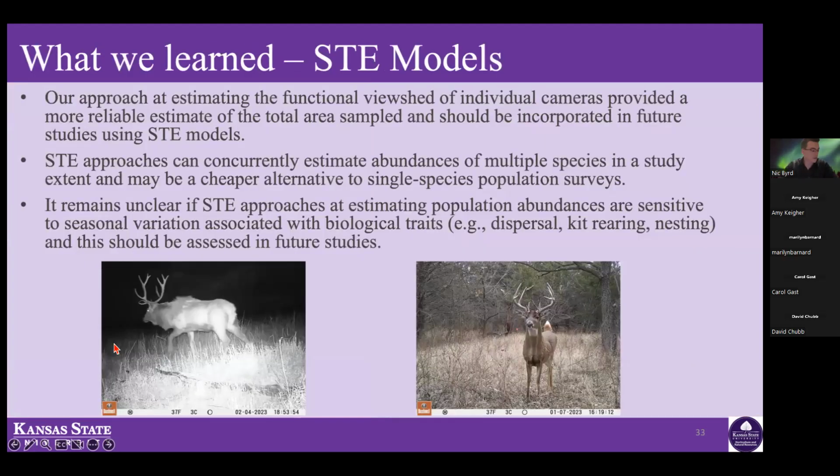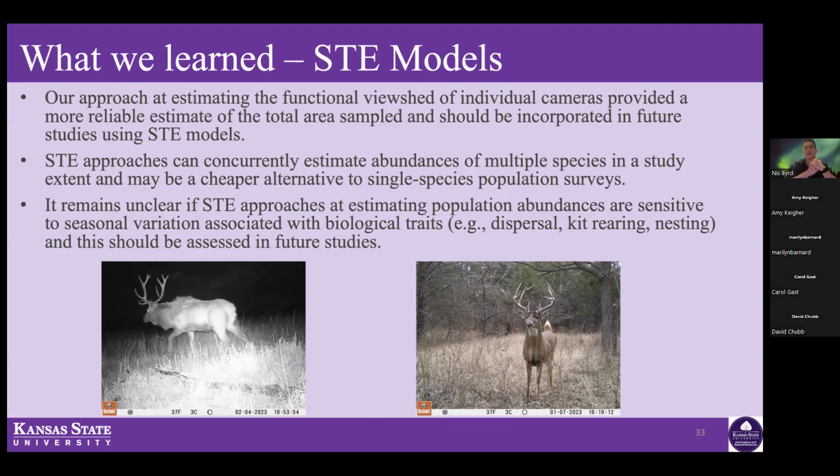So what we had learned was that our approach at estimating the functional viewshed of individual cameras provided a more reliable estimate of the total area sampled, and could be incorporated in future studies using STE models. STE approaches can concurrently estimate abundances of multiple species in a study extent, and may be a cheaper alternative to single species population surveys.